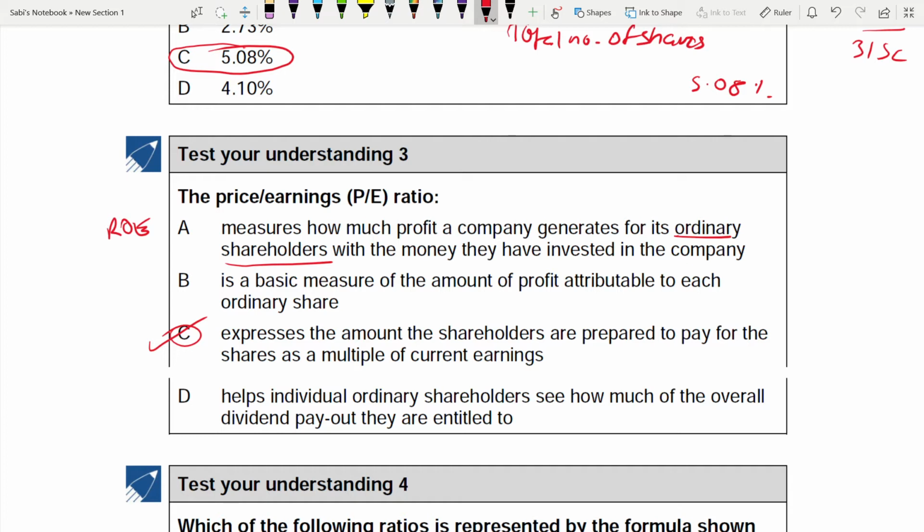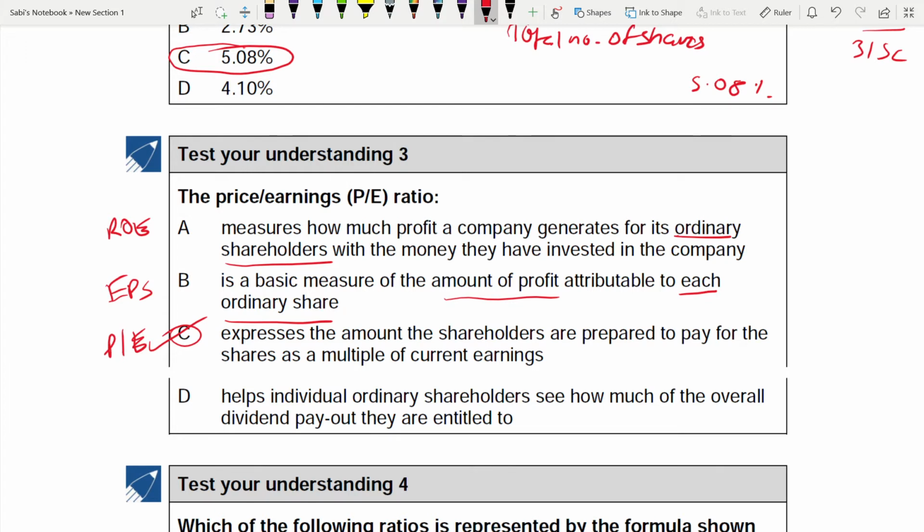And the next one is a measure of what? B is EPS, a basic measure of the amount of profit attributable to each ordinary shareholder. Each ordinary shareholder, per share, earnings per share. Earnings is the amount of profit, no?